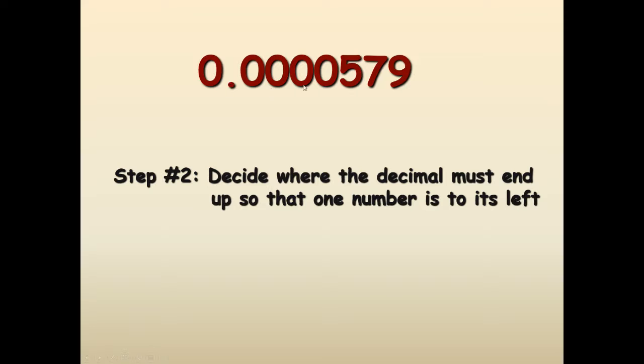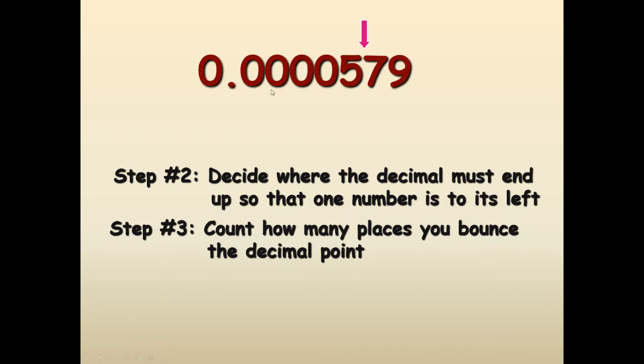So we're going to move it from here to between the 5 and the 7, because we only want one number to the left. It can't go in front of the 5, because then that's 0.579, and that's less than 1. It's got to be between 1 and 10. We can't put it behind the 7, because then that would be 57.9. That's greater than 10. We can't put it at the end, because that would be 579. That's also greater than 10. So your number has to be between 1 and 10. So you move the decimal till there's only one place to the left.